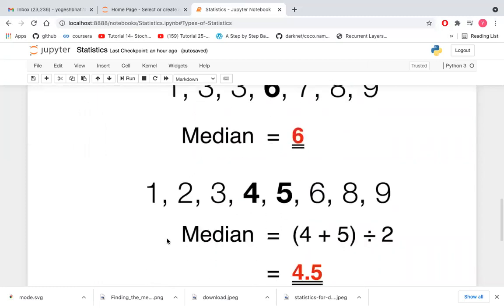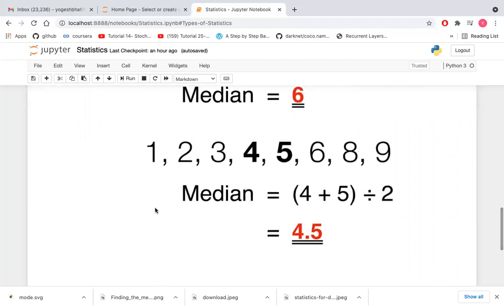And how do we calculate the median of even data? In even data there are two middle values, like 1 2 3 4 5 6, where the middle values are 3 and 4. We calculate the arithmetic mean of the two particular numbers. So 4 plus 5 divided by 2, 4.5 will be the middle value of this data. This is how the median value is calculated.